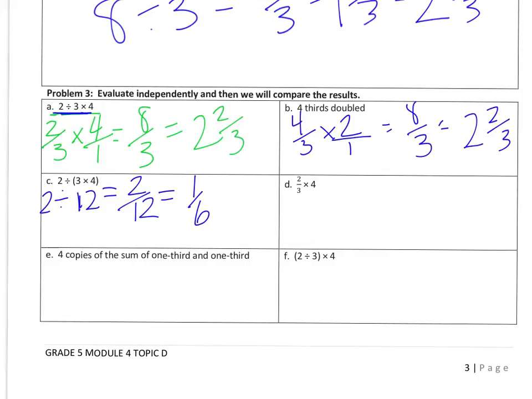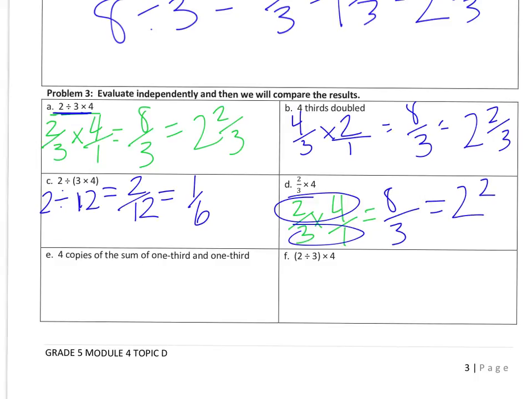All right, let's take a look at D. 2/3 times 4. We know how to do that. We're going to rewrite it to make our lives a little easier. And then we're just going to multiply across. 2 times 4 is 8. 3 times 1 is 3. Hey, 8/3 again. We sure are seeing an awful lot of 8/3 today.